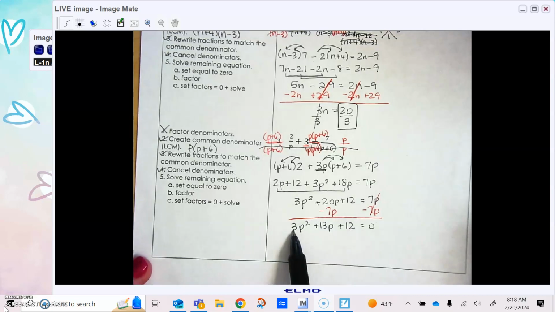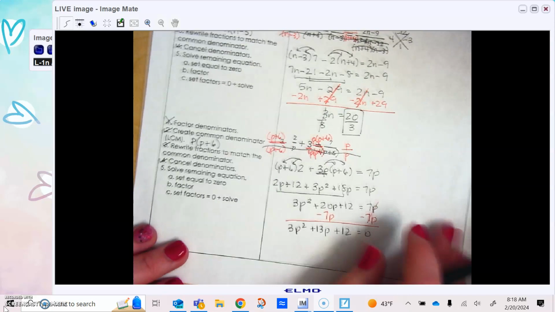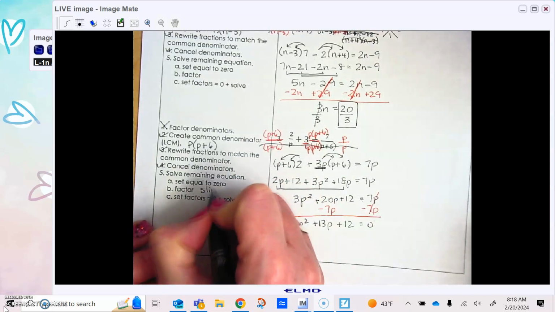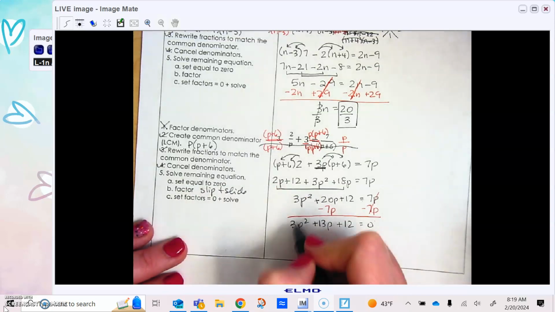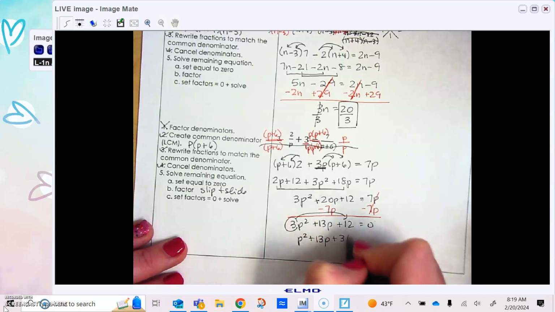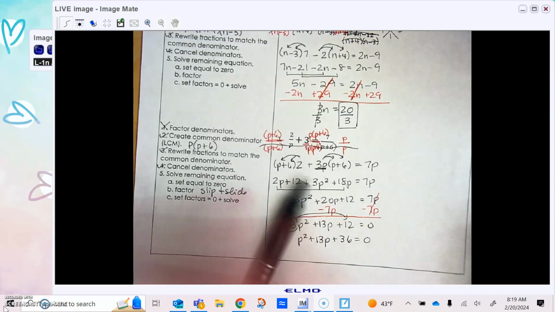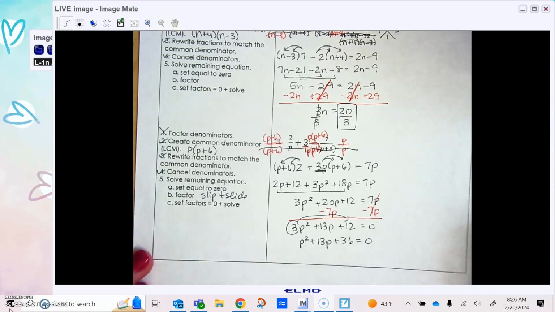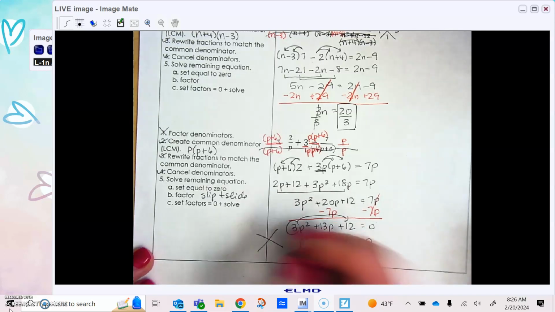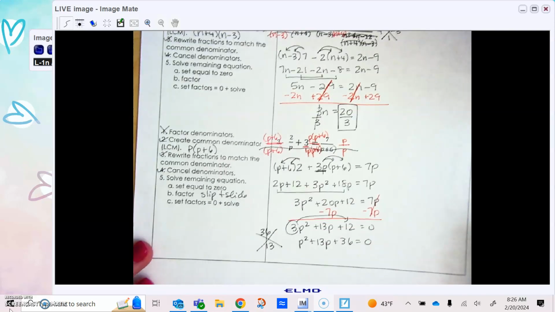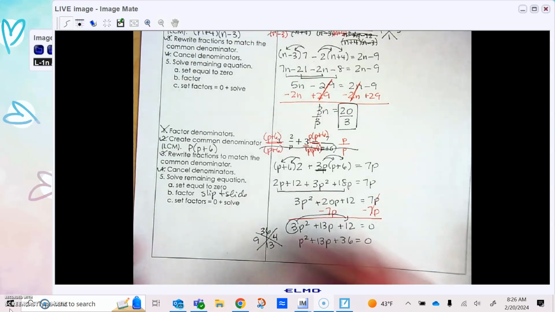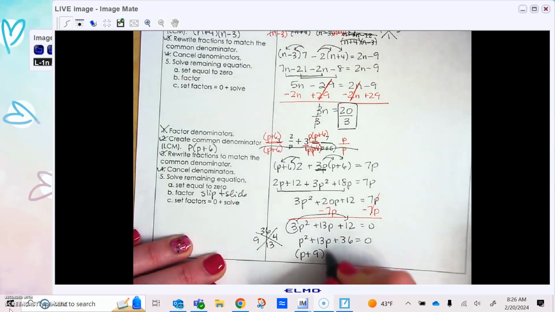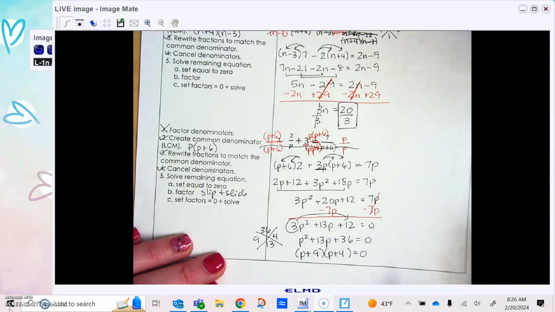The first term is not a 1, the coefficient. So I'm going to have to slip and slide. So slip the 3 down to the end, which gives me p squared plus 13p plus 36. All right, so this is a slip and slide. We are going to now do cross for here, what multiplies to the last term and adds to the middle. So 9 and 4 will work here. So p plus 9 times p plus 4 equals 0.